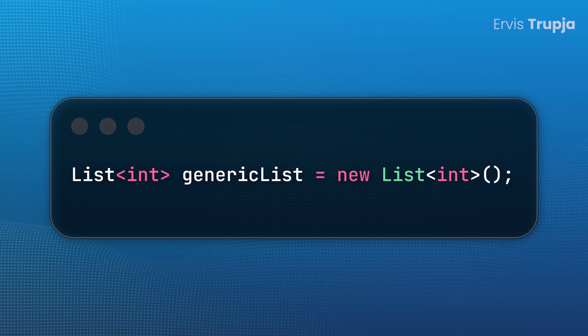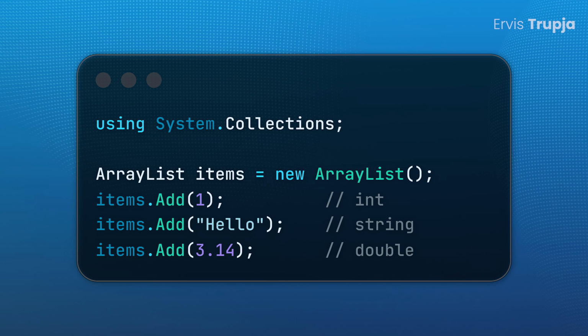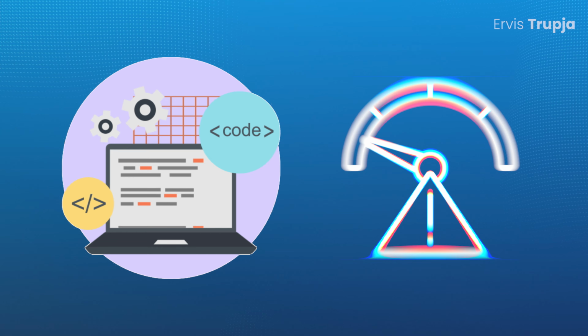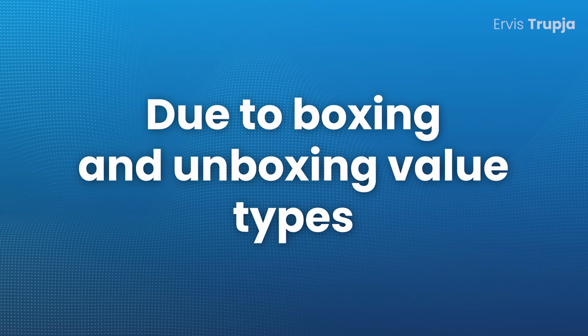Generic collections changed how we write C# code. Before them, developers used ArrayList, which stored everything as objects. It worked, but it wasn't type-safe and caused performance issues due to boxing and unboxing value types.